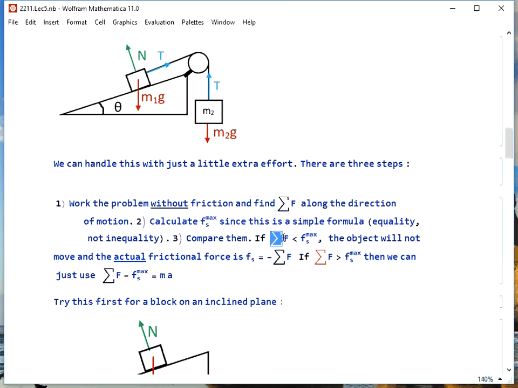Then we compare them. If the sum of the forces trying to move it is less than Fs max, the object won't move. In that case, the actual frictional force just matches the other forces. So in the case above, when you were applying 200 newtons, the object you were trying to move was also applying 200 newtons the other direction. On the other hand, if the sum of the forces is greater than Fs max, then we can treat friction like just another regular force. Sum of the forces minus Fs max is ma.